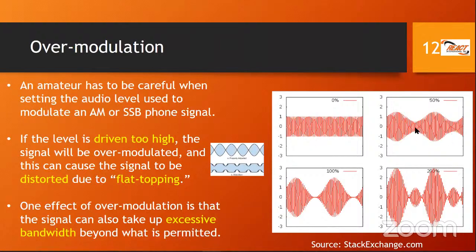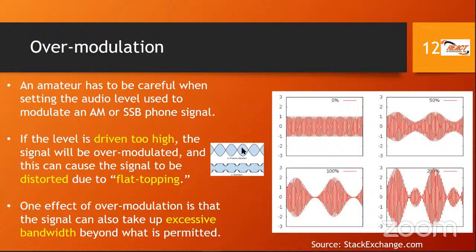Then we have a signal that is 50% modulated, with AM or SSB. So notice how the signal varies. And then we have 100% modulation, which is the maximum we should go. But anything beyond that, we have more than 100% modulation, and that is where the distortion or the overmodulation comes in. We cause interference, and we have something called flat topping.